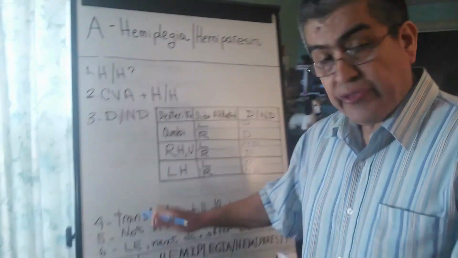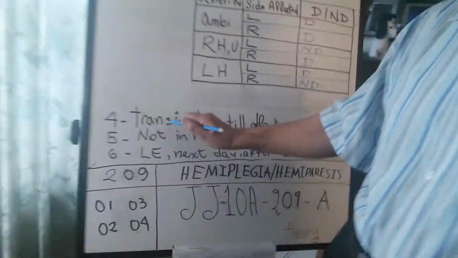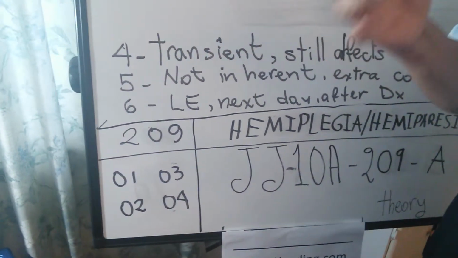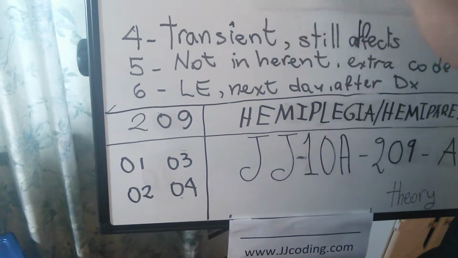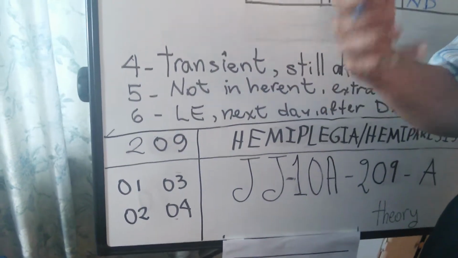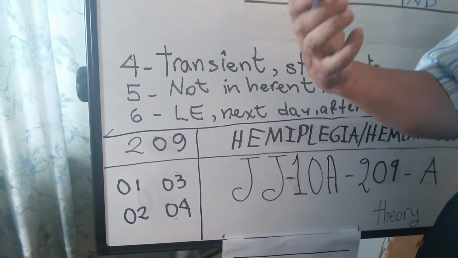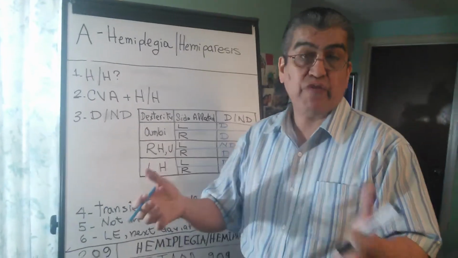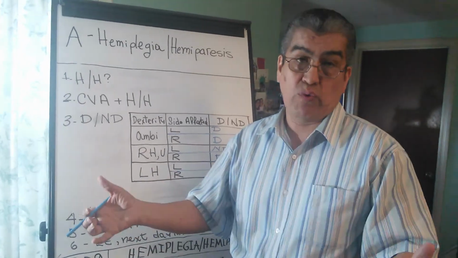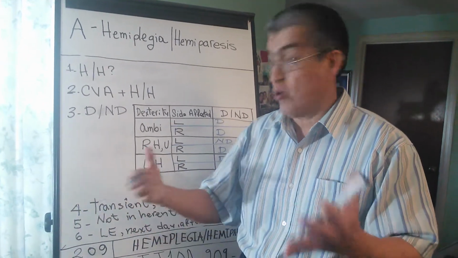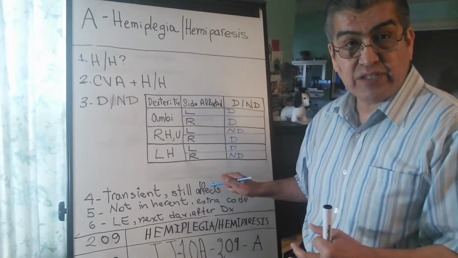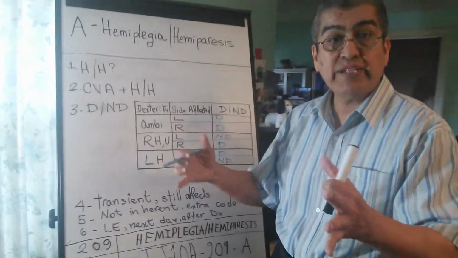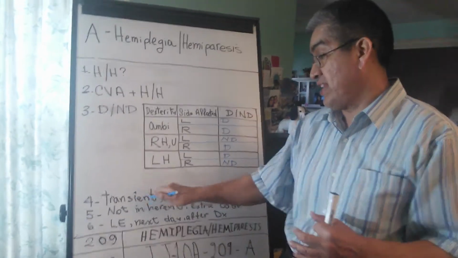Now, 3 more points. The first point is transient. Transient means that it has a very short duration. Transient hemiplegia means that you can have hemiplegia for, let's say, an hour or 2 hours, and then it goes away, even before you're discharged. But it still affects the patient, so it still has to be coded. Even if at the time of discharge it went away, you still have to code transient.